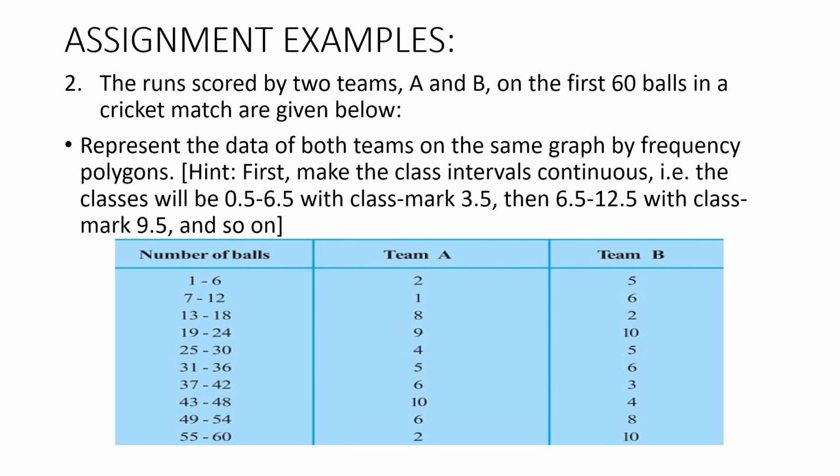Now to find the class mark, the same formula, upper limit plus lower limit by 2. So for the first class, which is 0.5 to 6.5, the class mark would be 0.5 plus 6.5, means 7 by 2 or 3.5. For the second class, which is 6.5 to 12.5, it is 6.5 plus 12.5 by 2, means 19 by 2, or it is 9.5, and so on. So this is how we will make the frequency polygon.